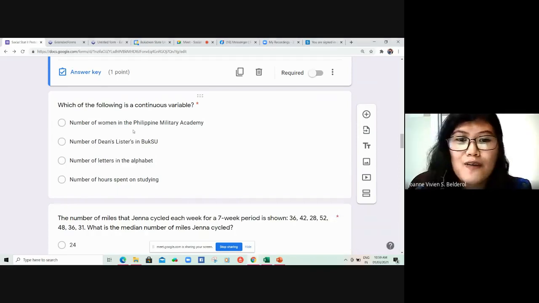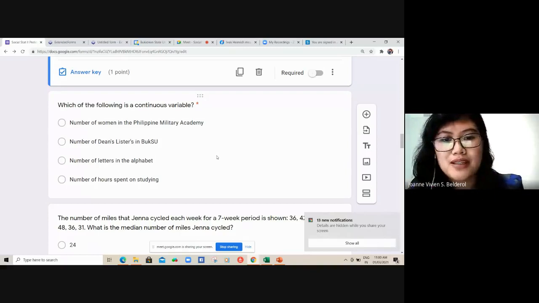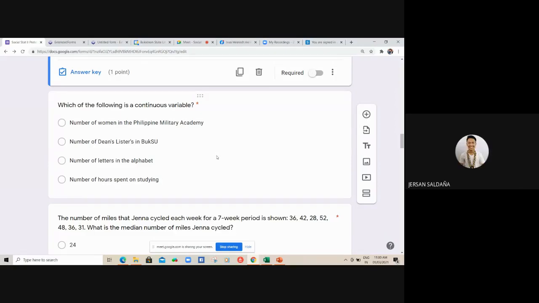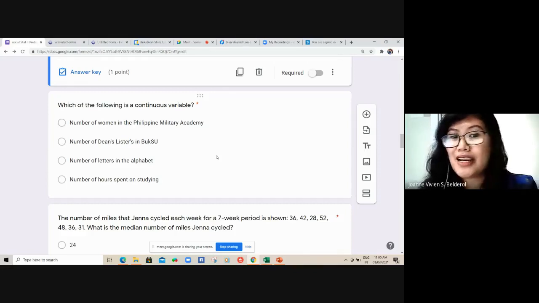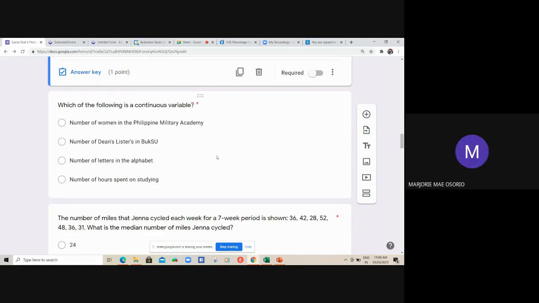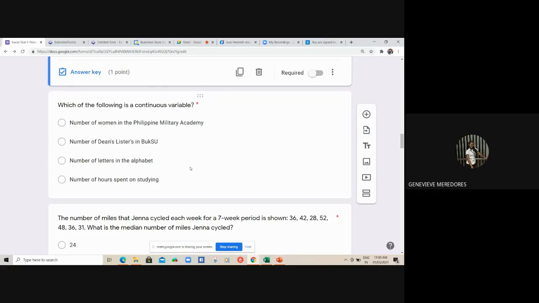Yes. Okay, very good. Now, tell me if it's variable or constant. Number of women in the Philippine Military Academy, variable or constant? Variable, ma'am, kay murag nagtakon siya about sa mga numbers. Lahi-lahi man. Pwede sa 2020 na 200 ka babae sa PMA. Pagka 2021, 500. So it's variable. Number of dean's listers in Bukso. Variable. Karon nga SEM, 5. Next SEM, 10. Number of letters in the alphabet. Constant. Di naman gid siya ma-change. Correct. So 26 naman talagang letters. Very good.